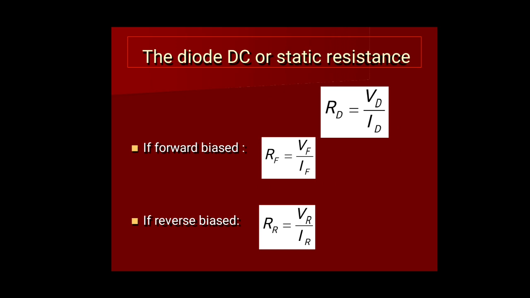static resistance in forward bias? That is RF. RF is the forward resistance, equal to VF upon IF, the forward voltage upon forward current. And in the reverse bias condition, it is mentioned as RR equal to VR upon IR. RR is the reverse resistance, equal to the reverse voltage upon the reverse current.